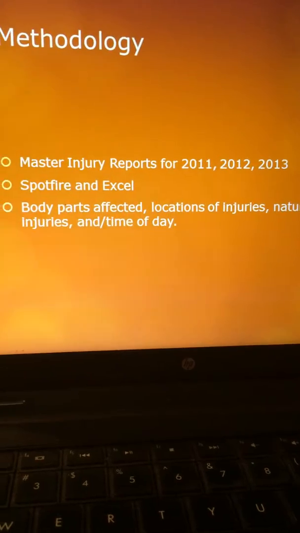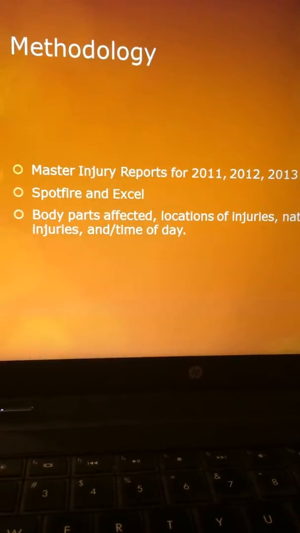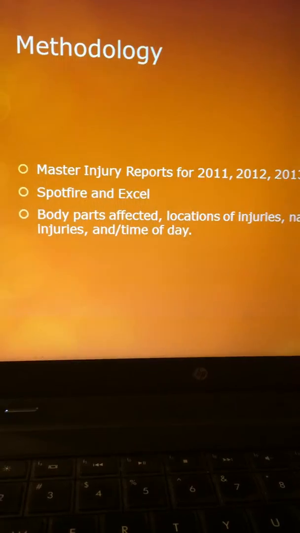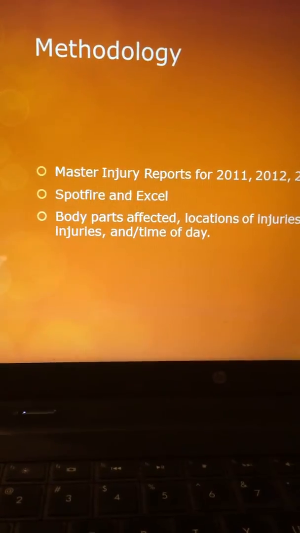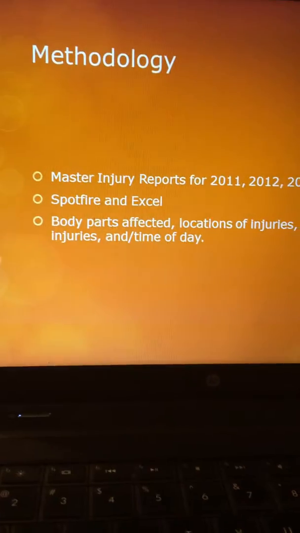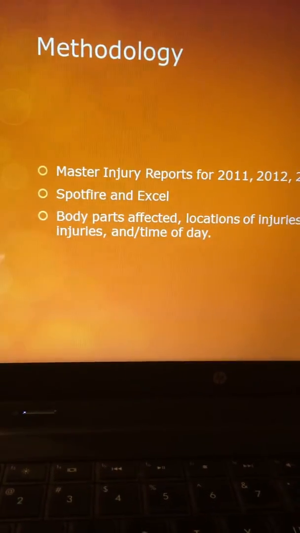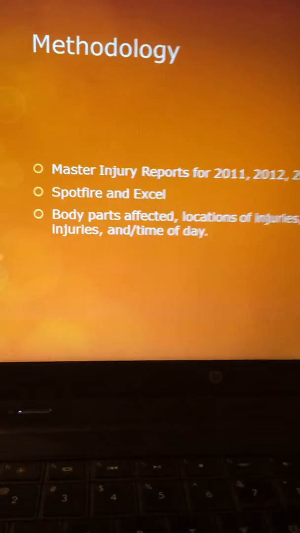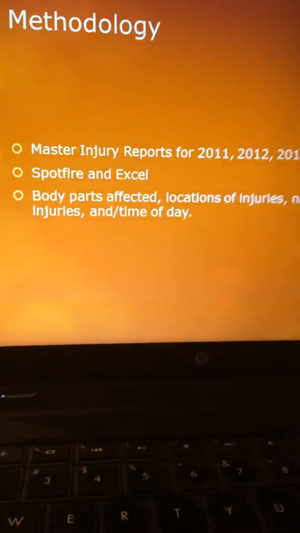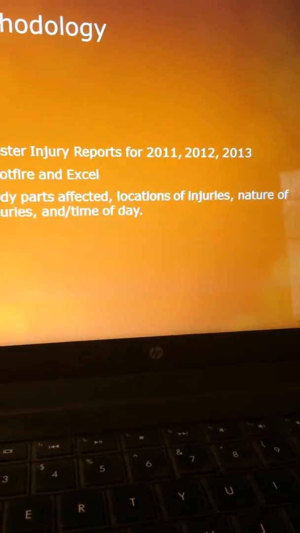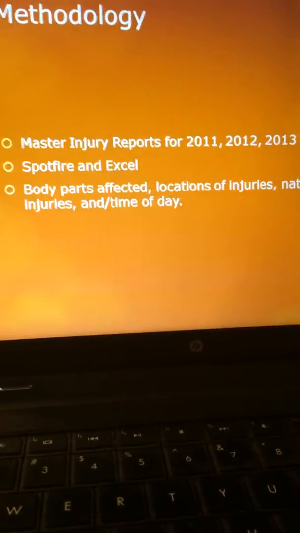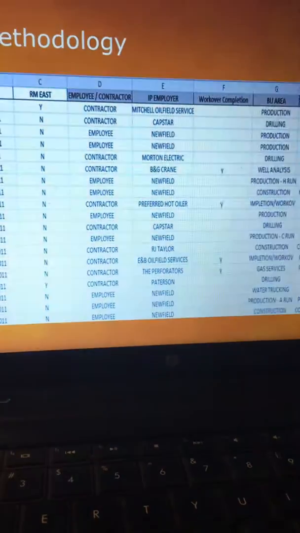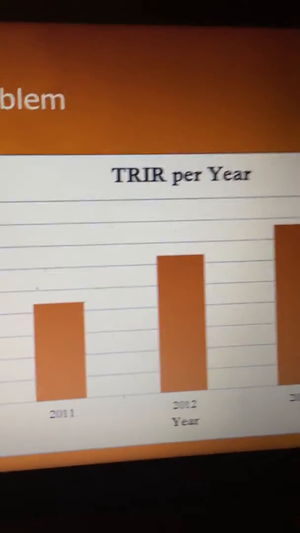And it came in an Excel document, which is easily uploaded into Spotfire, which is a software that lets you manipulate data. It happens to be very good at manipulating injury reports. So I looked at different things like the body parts affected, locations of the injuries, the nature of the injuries, time of day, and some other stuff like that, and trying to figure out if I can find any trends. And here's an example of the Excel document right here. It's pretty detailed. The picture doesn't really do it justice at all.